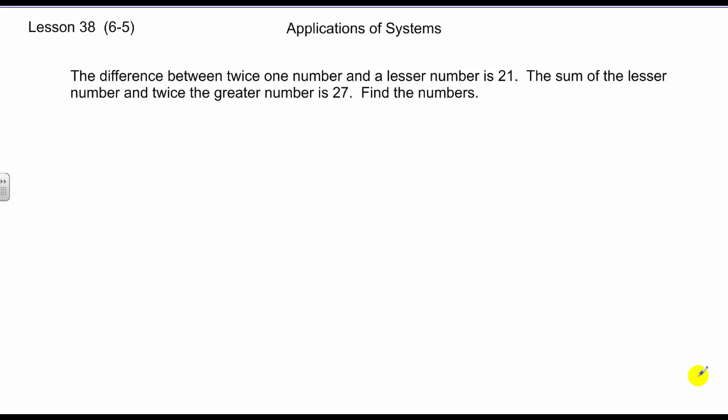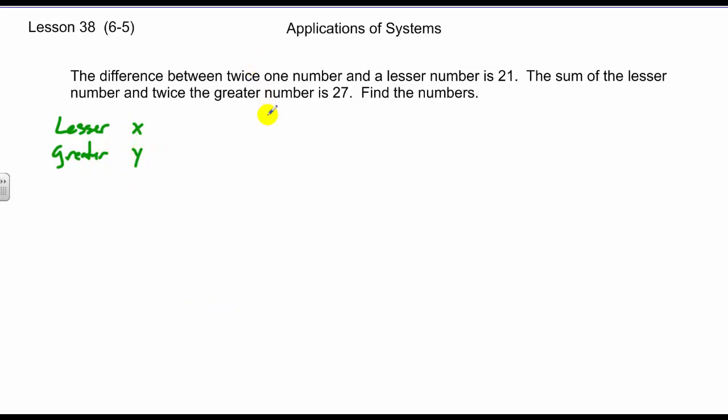In this first problem, it says the difference between twice one number and a lesser number is 21. Now, there's not necessarily a relationship between those two numbers there. Let's read the second sentence. The sum of the lesser number and twice the greater number is 27. So again, that doesn't give us comparability, or how can we express one number in terms of another as much. So this sets itself up for two variables. So let's go ahead and talk about the lesser number and the greater number. I'm going to call the lesser x and the greater y.